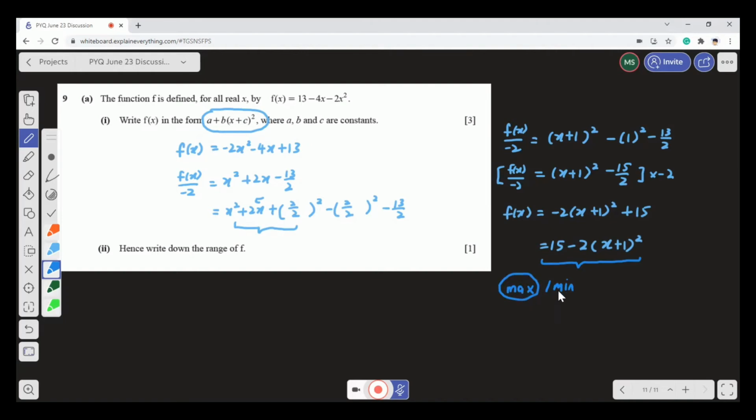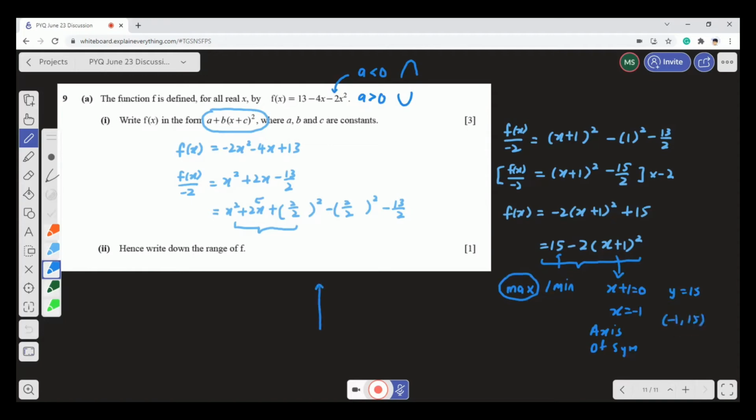No, we look at maximum and minimum by looking at the x square here, the a. If it's less than 0, it's negative. Oh yeah. It's negative, then it's a maximum. If it's positive, then it's a minimum. All right, so this case is a maximum. So we find x plus 1 equal to 0, x equal to -1. This is called the axis of symmetry, the middle point. And then this 15 is the maximum value, the y is equal to 15. So the point is -1, 15.